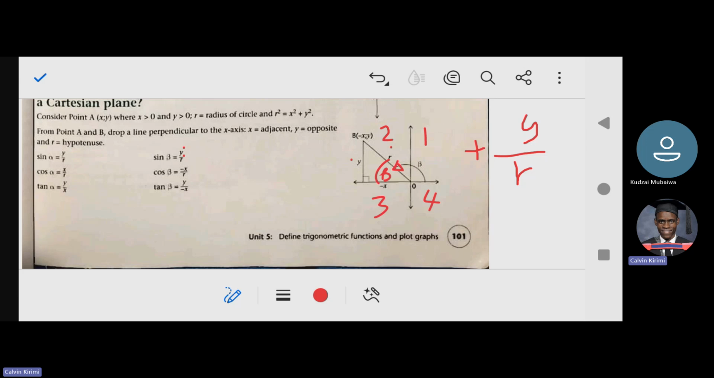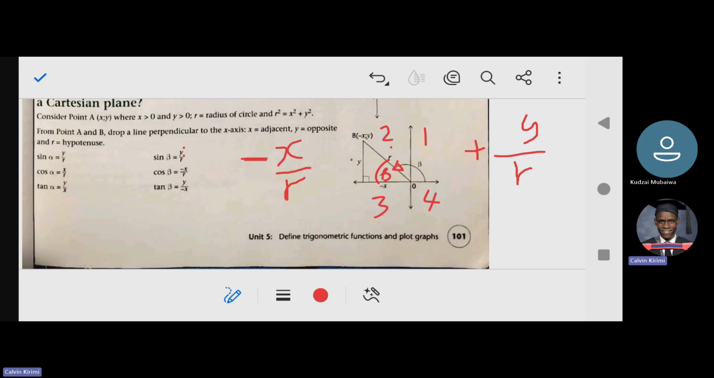Check now when you go to cos. Cos says adjacent over hypotenuse. So it's x over r. But we said in this quadrant, only sine is what? Positive. So which means I must make that x a negative. That's why the answer is negative x over r.